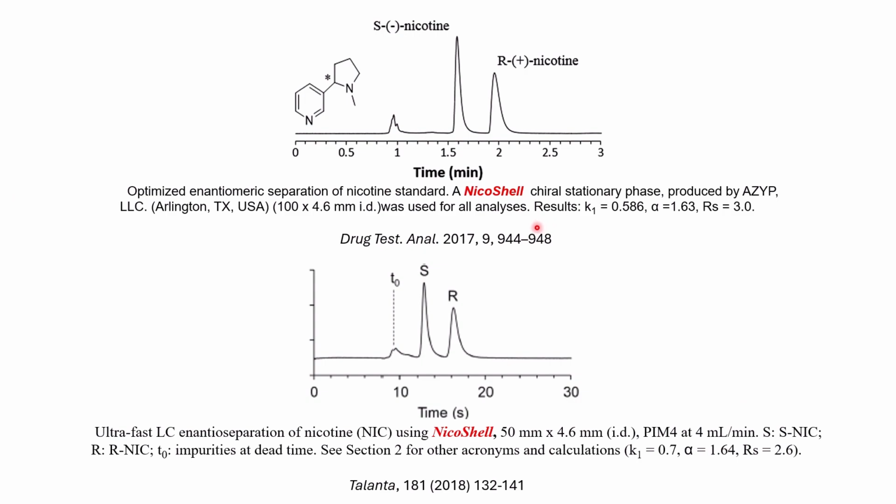And here you see a typical separation on the NicoShell. On the top chromatogram, separation of S minus nicotine from R plus in 2 minutes. In case you think that's too long, below you see the separation of the same two, the S and the R, done in under 20 seconds on the NicoShell column.